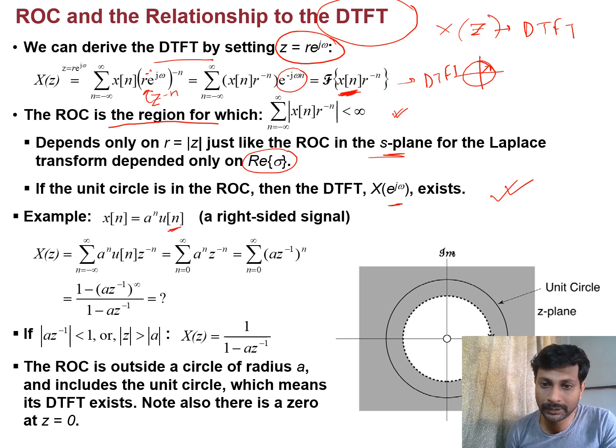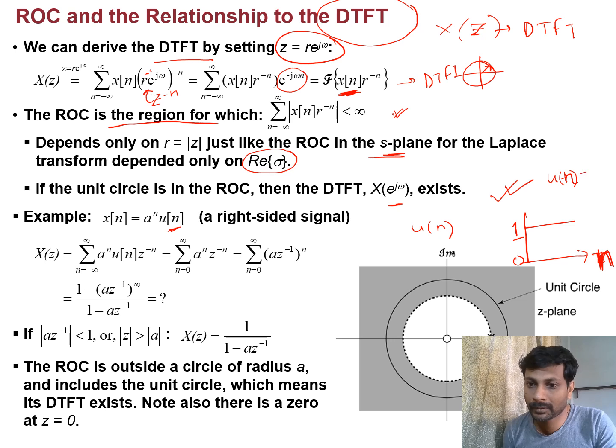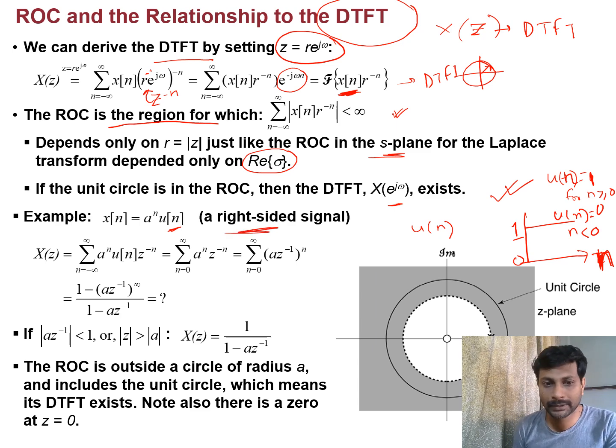As you can see, u[n] means the unit step, with magnitude 1. Since it is a discrete time signal, we consider n: u[n] is equal to 1 for n greater than or equal to 0, and 0 for n less than 0. So obviously it is a right hand sequence. That's why it is called a right hand sequence.